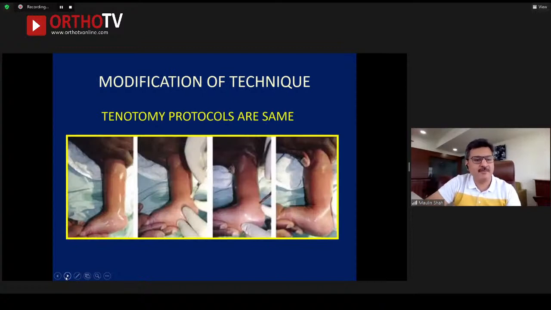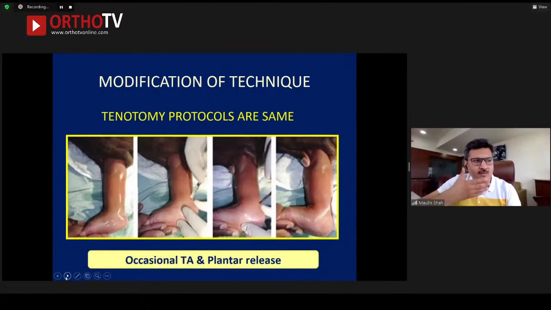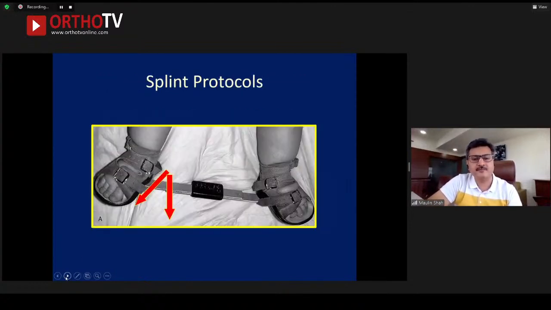Tenotomy protocols are the same. Once you get about 90 degrees, neutral dorsiflexion, then you may add tenotomy to bring it up. The end point of dorsiflexion is not 15 or 20 degrees as we see in typical Clubfeet. If you achieve about 7 to 10 degrees of dorsiflexion, then it is fine for atypical Clubfoot. And occasionally we may need plantar fascia release also, percutaneous, in these patients when it is very tight.